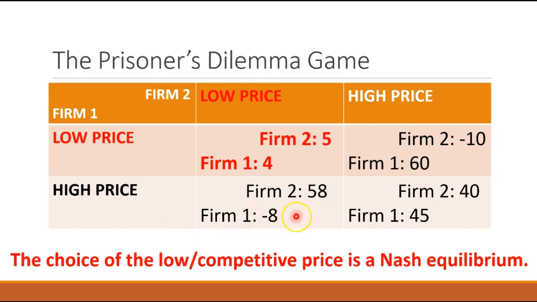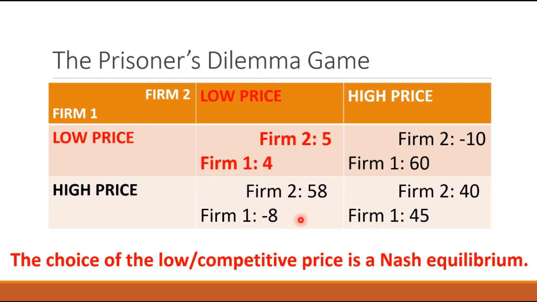And if you just look at the numbers, you could tell yourself a little story. Firm 2 chooses a low price. This is saying it's getting high profits. Firm 1 is losing money. Presumably what's happened is that firm 2 has taken away a lot of firm 1's customers, leaving it with a loss.